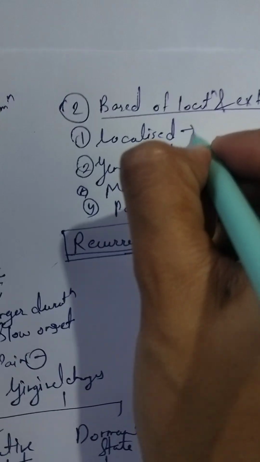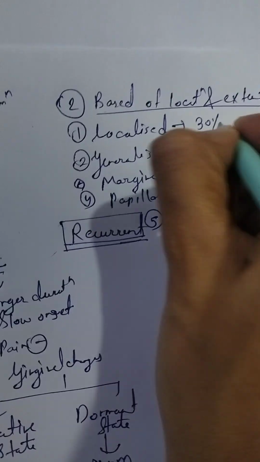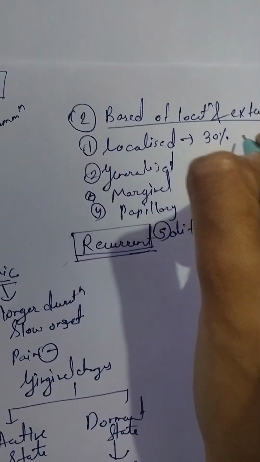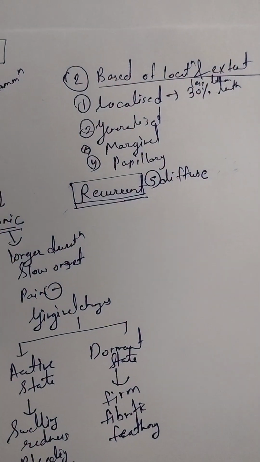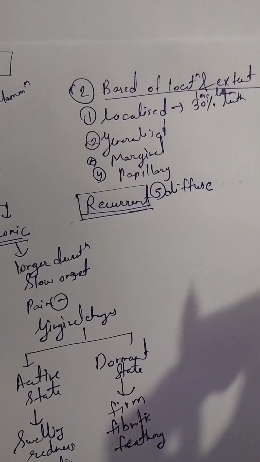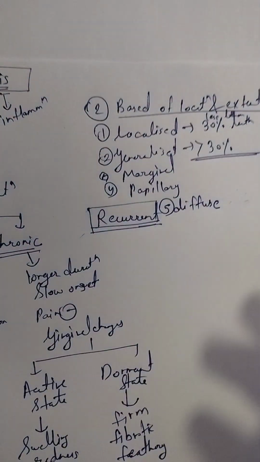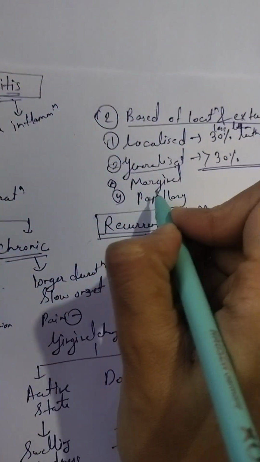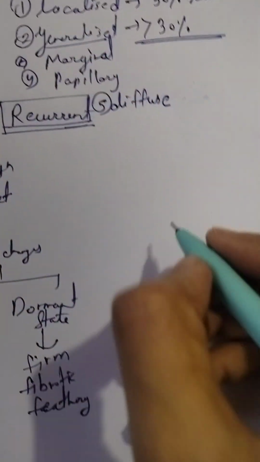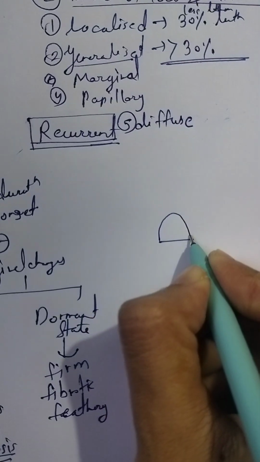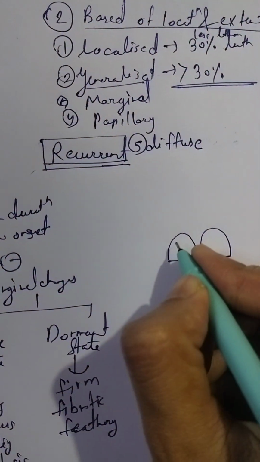What is localized gingivitis? When less than 30% of the teeth are involved, it is called a localized one. What is generalized? When more than 30% of teeth are involved, it is called generalized. What is marginal gingivitis, papillary and diffuse one? Here, these are the two upper central incisors.